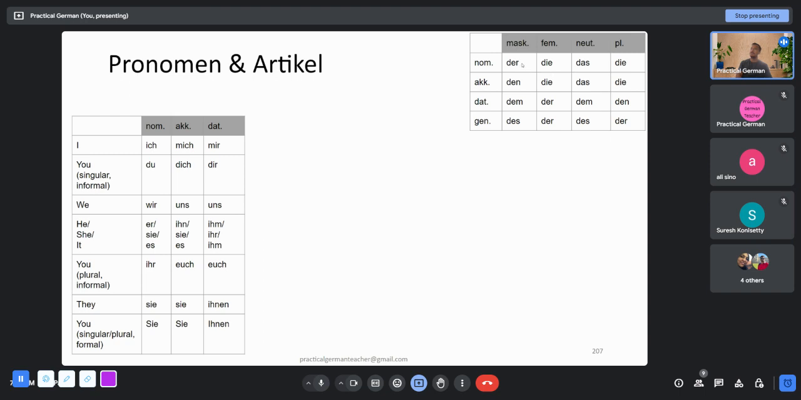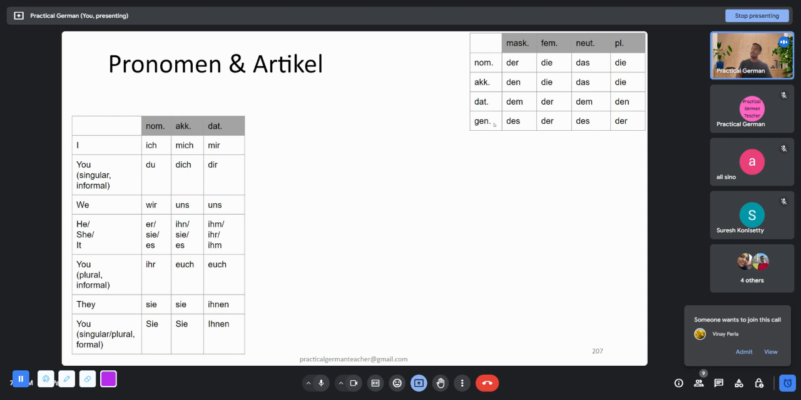remember this table. If you notice, when you go from nominative to accusative case, only masculine changes, so der becomes den. Die remains die, das remains das, die remains die, right? This is one logic you can follow. When you look at the dative case, the article for masculine and neutrum is the same: dem. Feminine, der; plural, den. Okay.